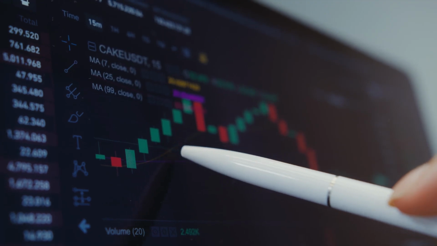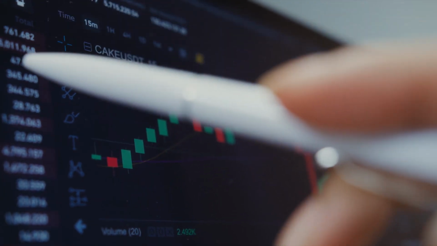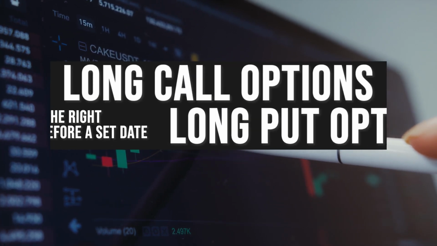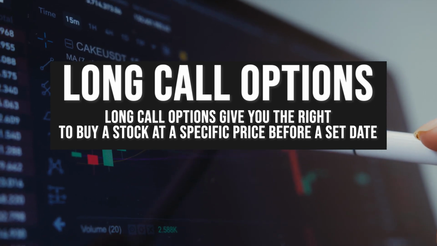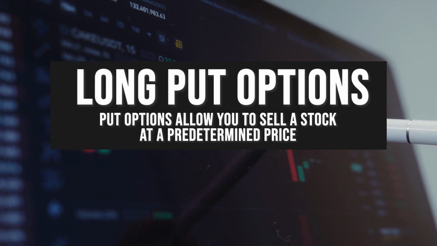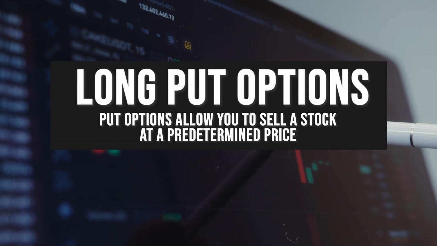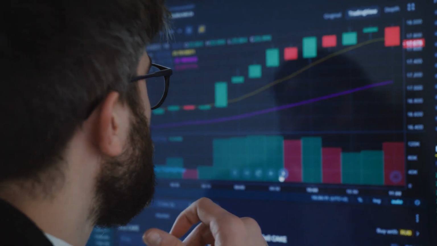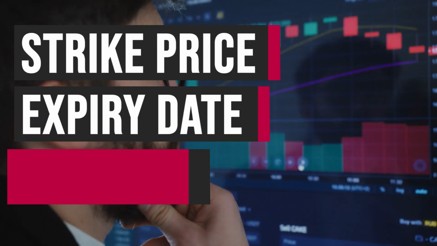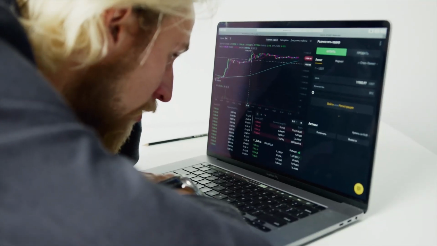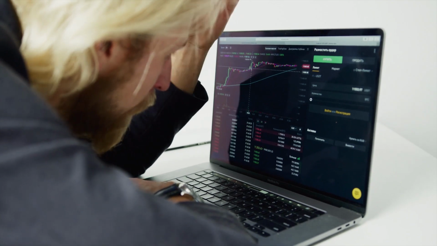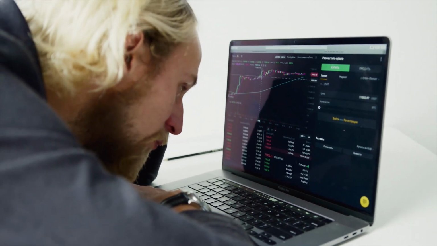Once enabled, you have access to two types of options trading strategies: long call options and long put options. Long call options give you the right to buy a stock at a specific price before a set date, while long put options allow you to sell a stock at a predetermined price. Understanding key components like strike price, expiry date, and premium is crucial when trading options. Options can be in the money, at the money, or out of the money based on their profitability.